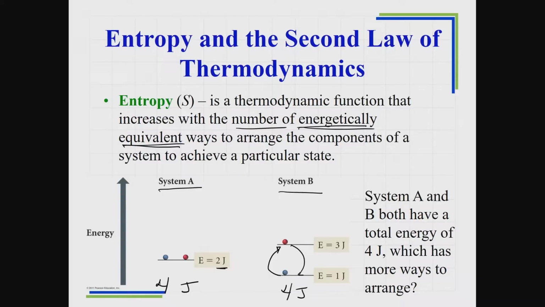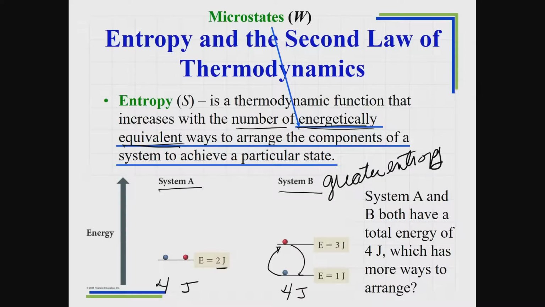So we would say that this system has a greater entropy because it has more energy equivalent ways of arranging it. So when you can divide out where those things can be more, you're going to get a greater entropy in your system. Now that's one way to look at it, and I want to give you another way to look at it. Oh, before I do that, let's define what a microstate is.